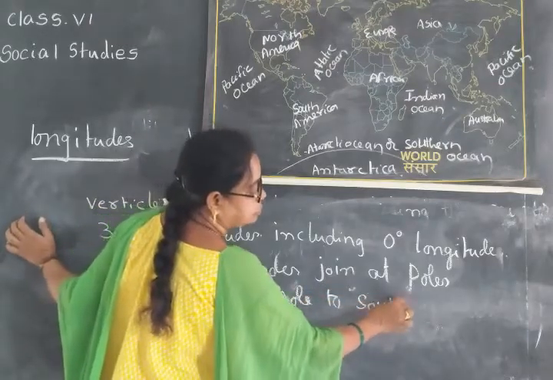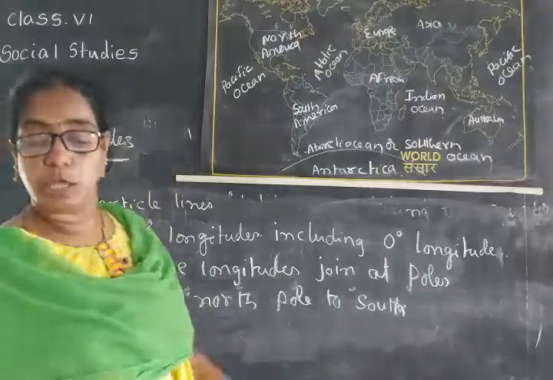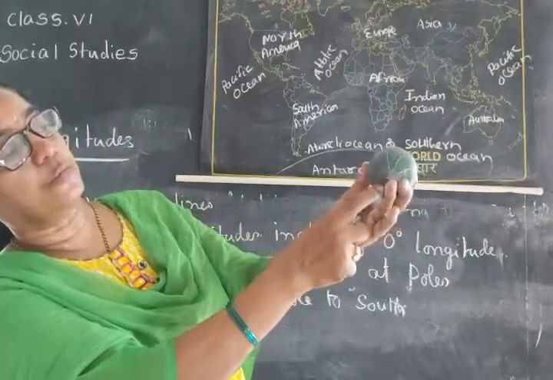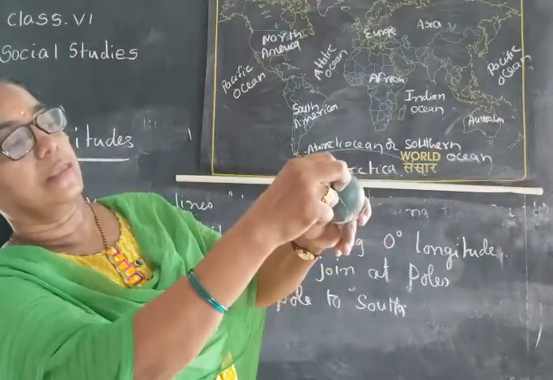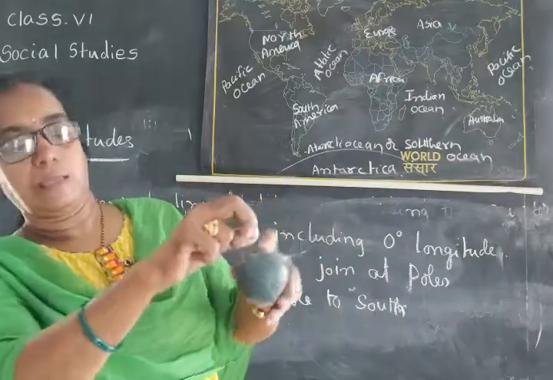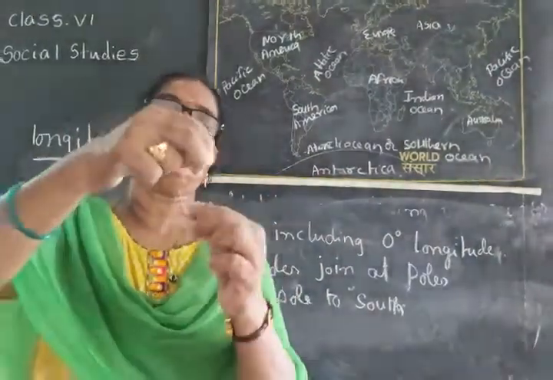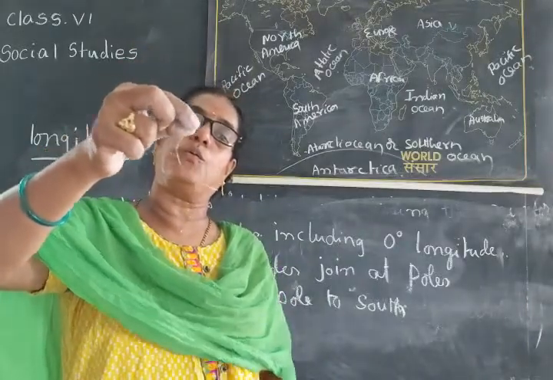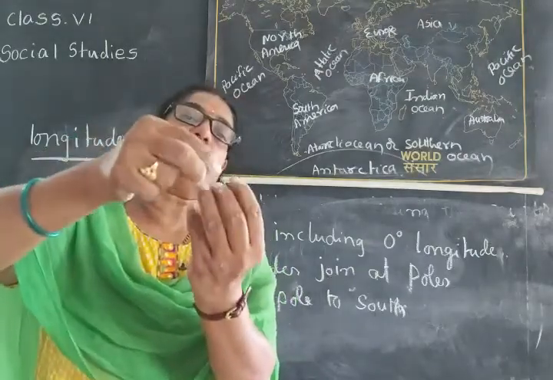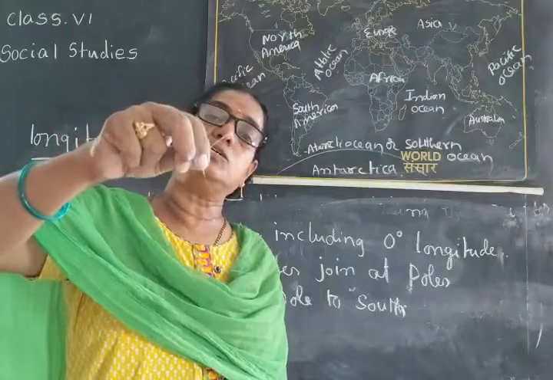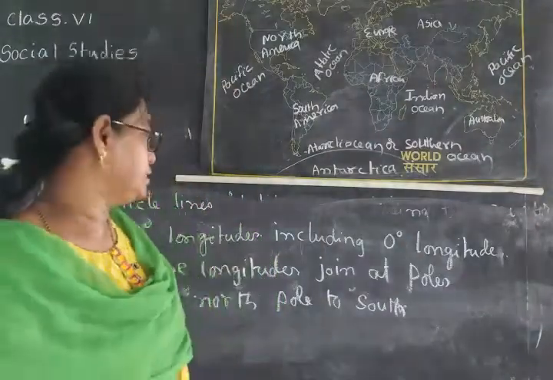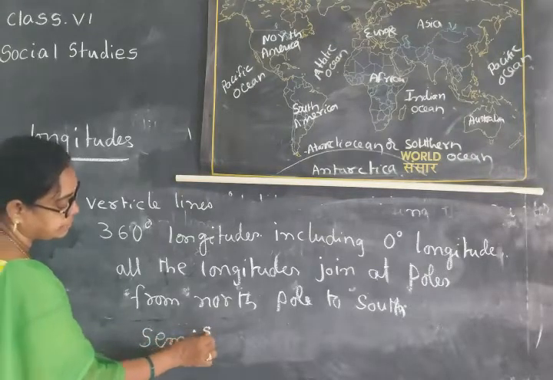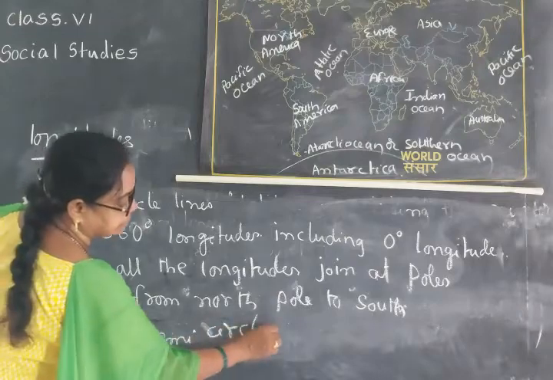North Pole to South Pole. If you observe the longitude from North Pole to South Pole, if you take one of these, what is the shape? This is a semicircle. Semi means half, circle means round. So what is the shape of the longitudes? Semicircles. Longitudes are semicircles. Latitudes are circles and longitudes are semicircles.